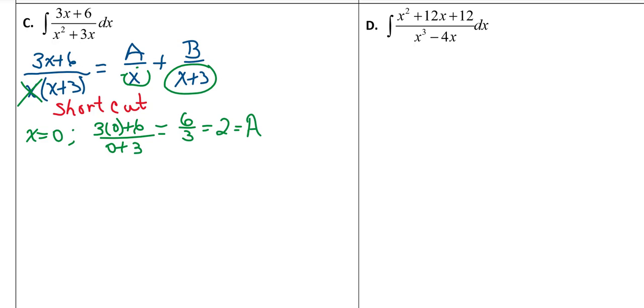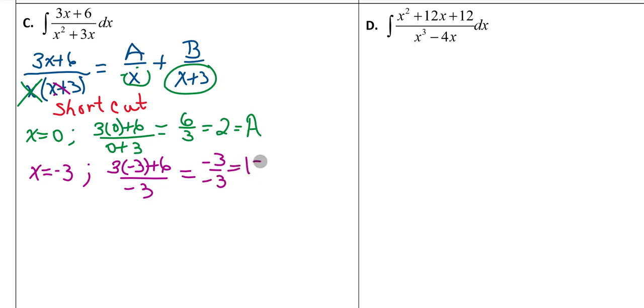If I wanted that to go away, I would let x equal negative 3. So in my original fraction, I'm just going to ignore that x plus 3 term. So I am going to have 3 times negative 3 plus 6 over negative 3. So I'm keeping the x, losing that term. When I simplify this, the top becomes negative 3 over negative 3. So that is 1, and that's my B. And that's a lot shorter. It's kind of a shortcut.